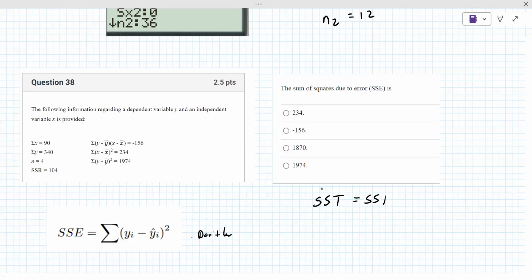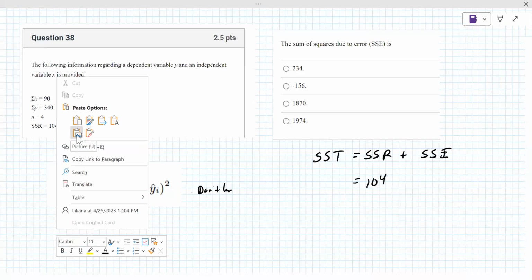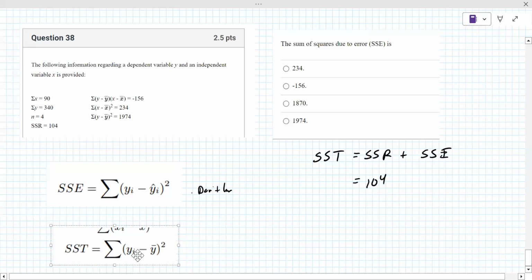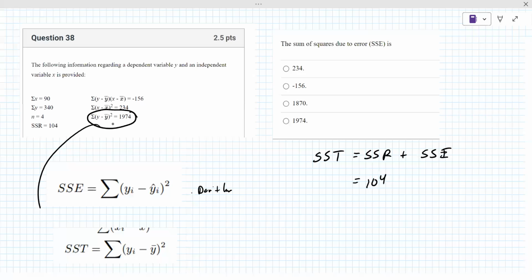SSR plus SSE. And this time they're giving you SSR, 104. So if you can find SST, you can solve for SSR, or I'm sorry, SSE. So SST is in the table. It's the 1974.